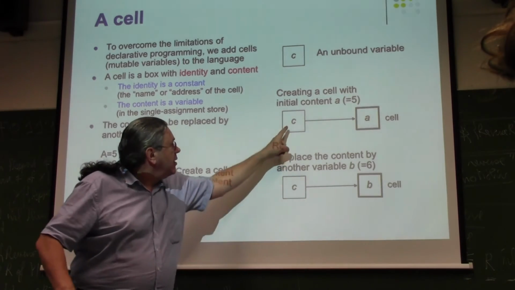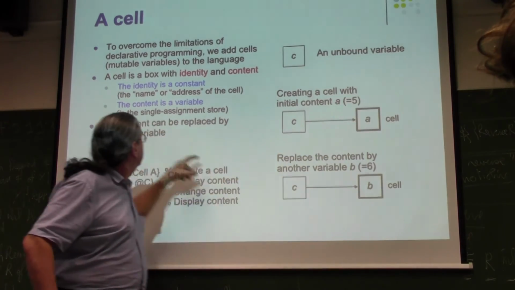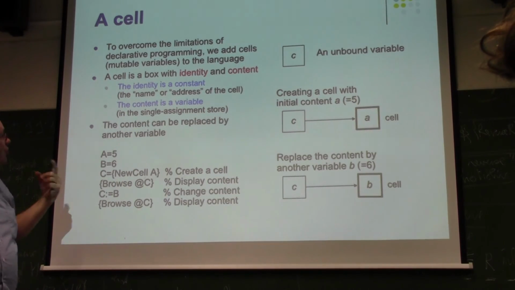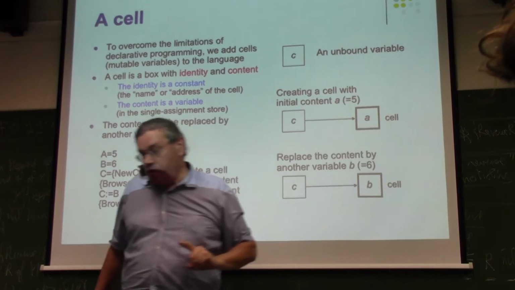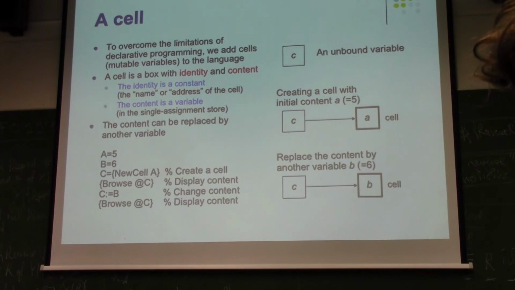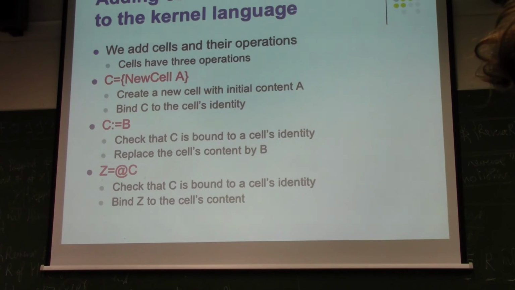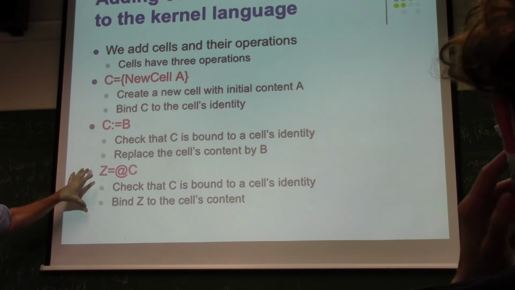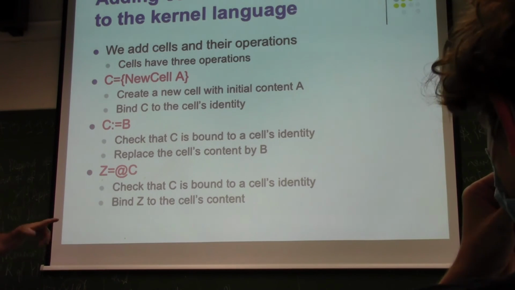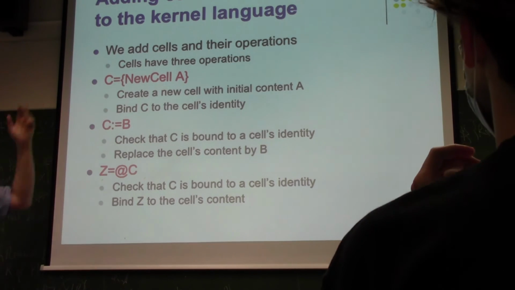In our model, the content is going to be a single assignment variable, but you can change the content. You can replace the content by another variable. So there are three operations. You can create a cell. Here we have to create it explicitly. If you don't create cells, your program is by default declarative. So that's really good: all the programs you write are totally declarative unless you create cells or ports.